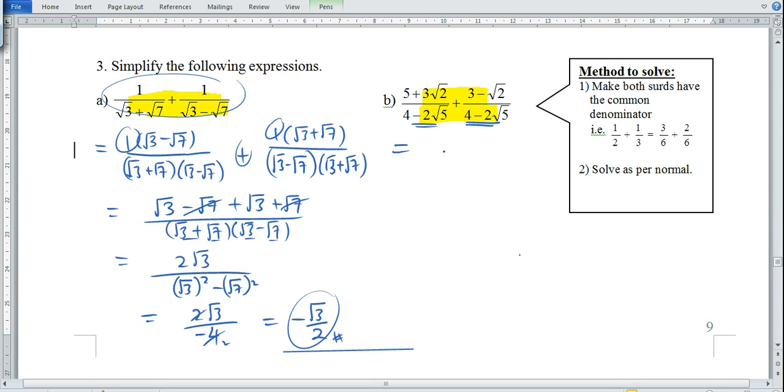Okay. So for the next question, again I have two fractions, and in this case they are already of the same denominator, so I can just combine the numerators on top into one fraction, and I can simplify a little. Now, notice that the denominator has a surd, so I have to do a conjugate, okay?